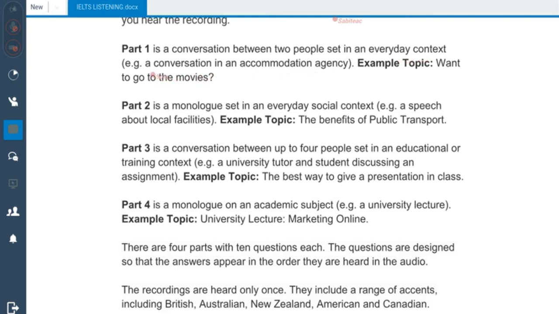For example, it could be a conversation in an accommodation agency. An example topic could be wanting to go to the movies. So once again, before I discuss the second recording, remember that the first recording is always a conversation between 2 people set in an everyday context. Now that makes the first recording an extremely simple recording.